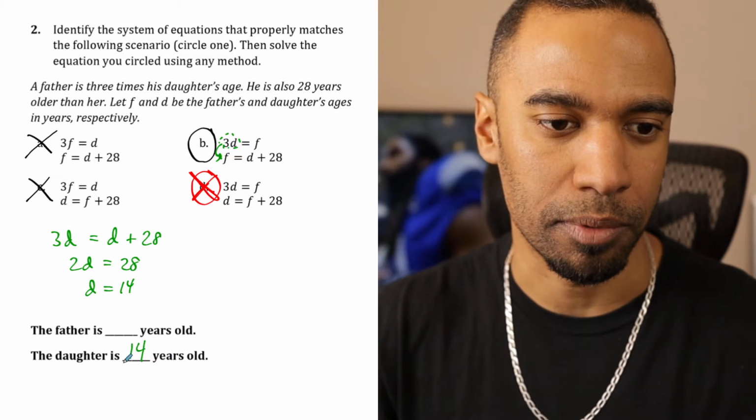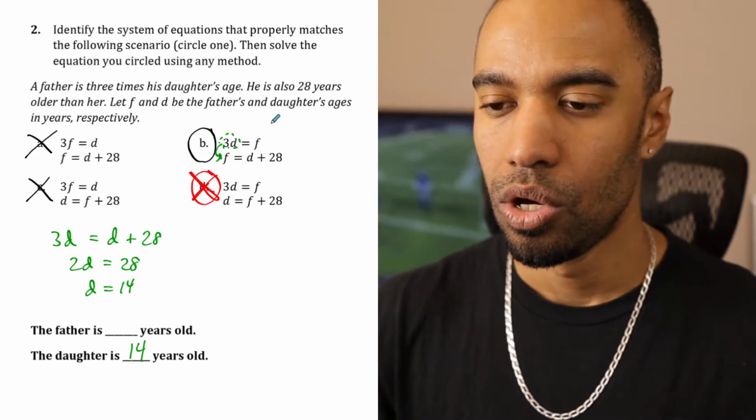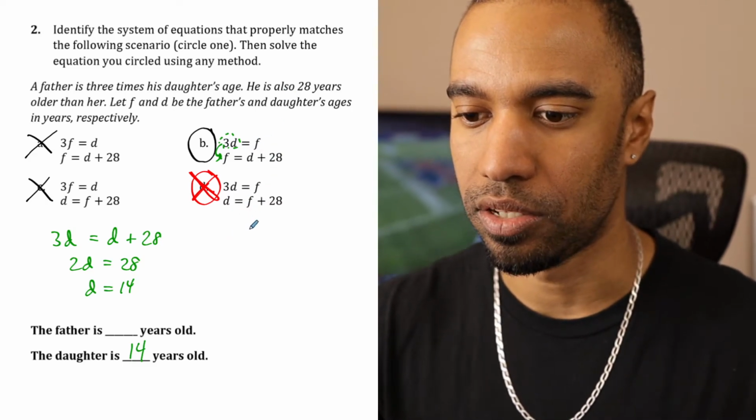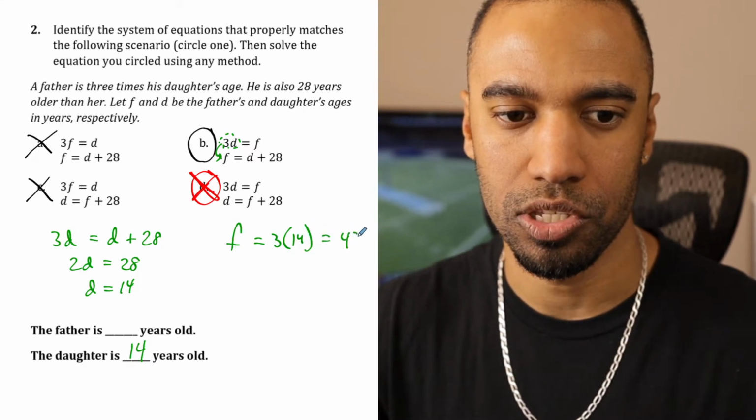And by the way, I'm not going to answer this thing as an ordered pair anymore. This is a word problem, and I'm going to write it as a sentence. The daughter is 14 years old. So how old is the father? We have two different options that we can do. We can either say the father is triple the daughter's age, which is going to be 42.